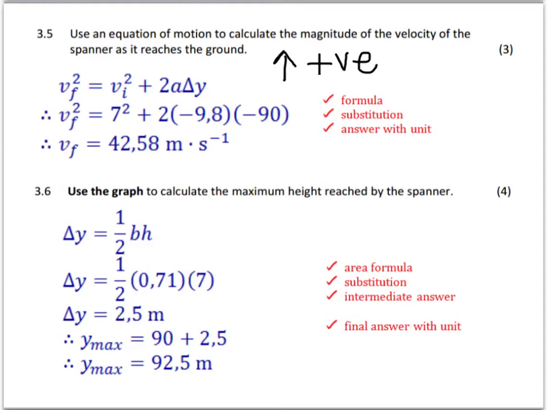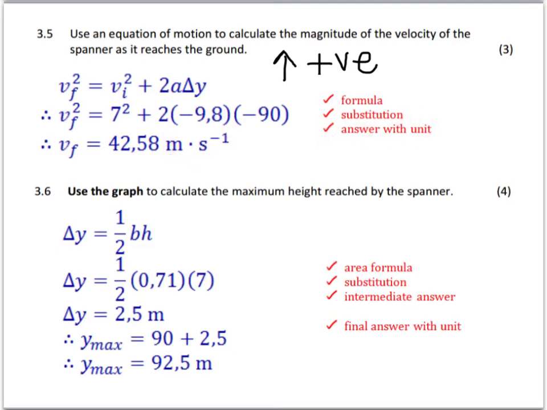Substituting in negative 9.8, negative 90, and 7 into this formula, the equation of motion relating final velocity, initial velocity, acceleration, and your displacement, in this case a vertical displacement, gives us a relationship that allows us to find the final velocity. 1 mark for the formula, a mark for all your substitutions, and once you've found the final velocity of 42.58, correctly rounded to 2 decimal places, with a unit of meters per second, that gets you your 3rd mark, the answer with the unit.